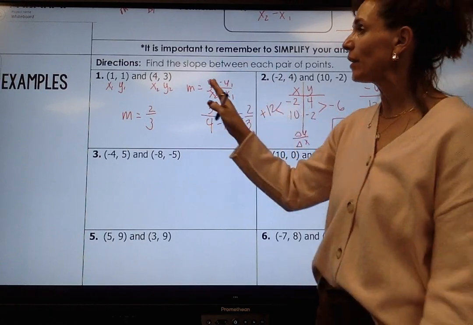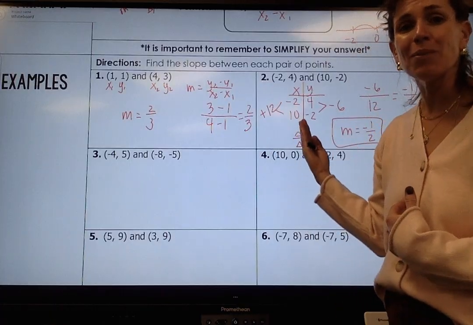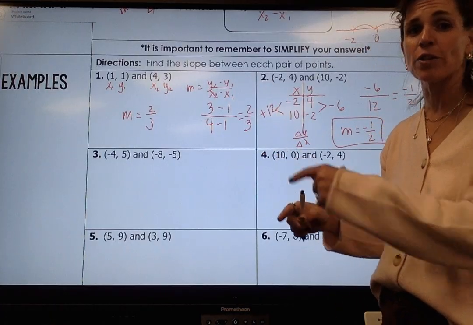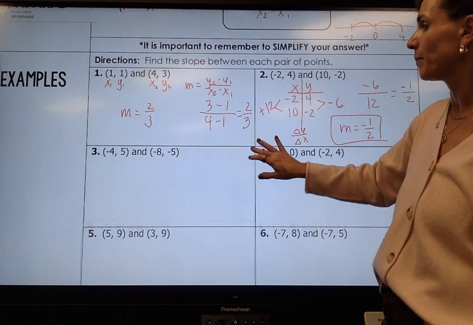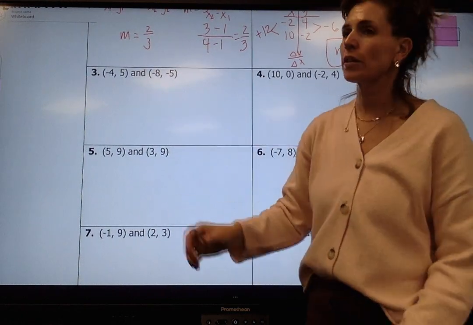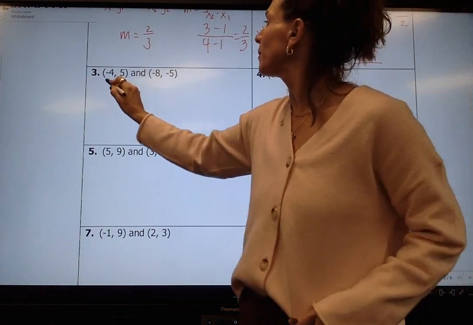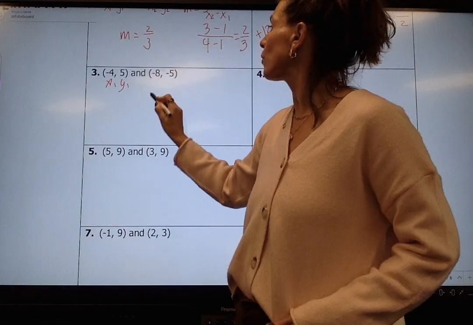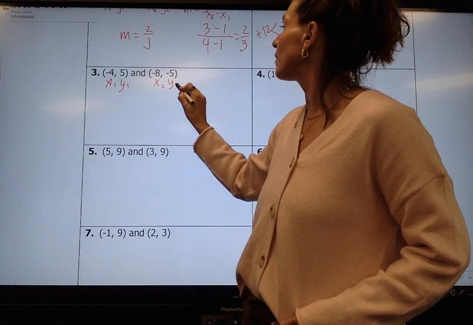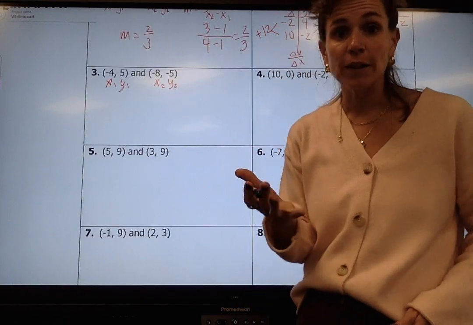Okay? So that's how you can do the formula, but a table, it's kind of easier because you can look at your change in y and you can look at your change in x. Let's do some more. Let's look at number 3. First, I'm going to label my points. This is my first ordered pair. This is my second ordered pair. And now I just fill in numbers.